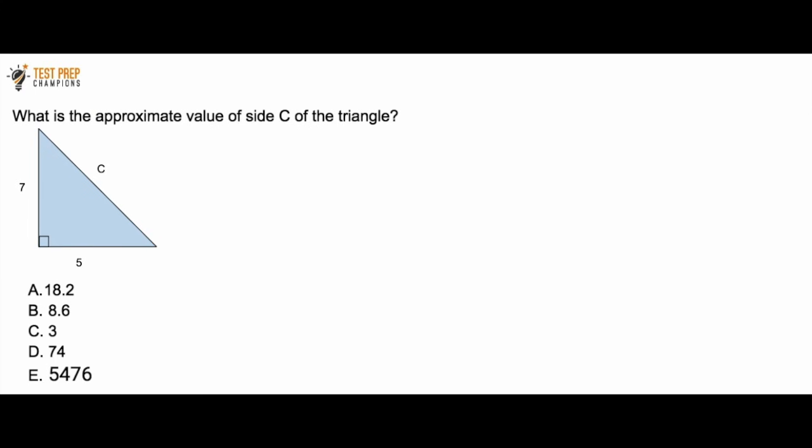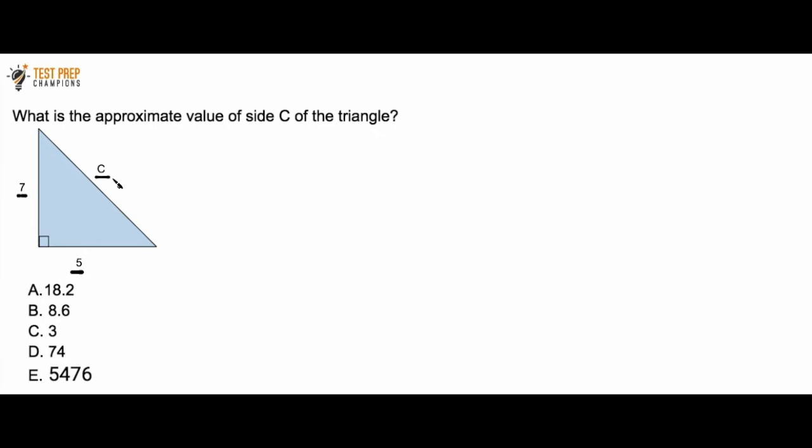What is the approximate value of side C of the triangle? A, 18.2, B, 8.6, C, 3, or D, 74, or is it E, 5,476? Now, in case you're on a cell phone or a small device where this is hard to read, this number is 7, this number is 5, and this says C. So let me turn it over to you.